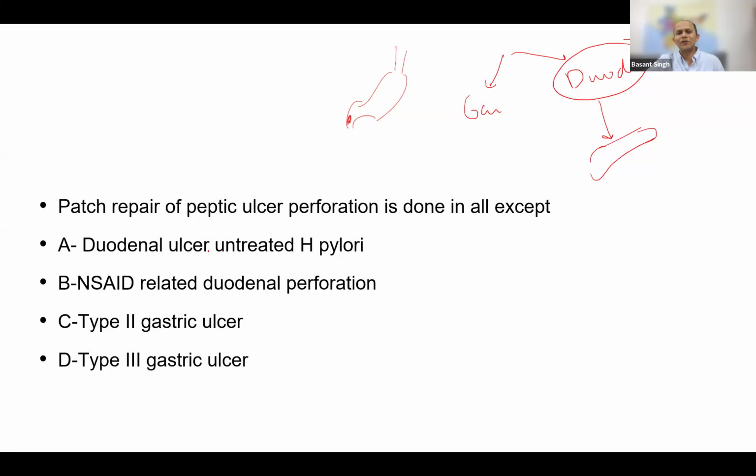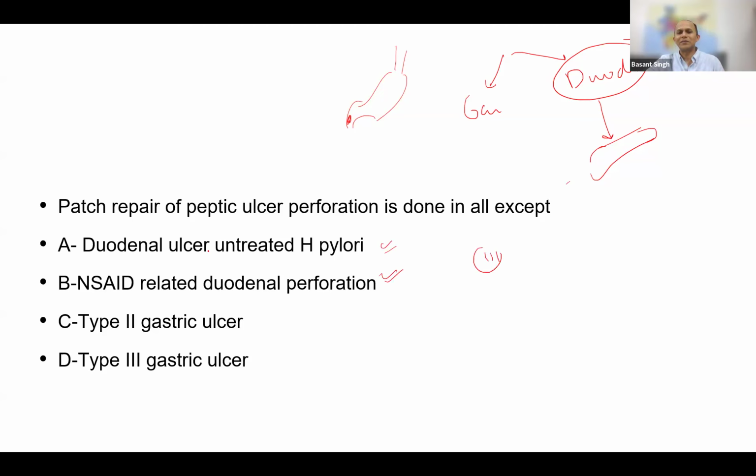But patch repair is done if you have an ulcer and we know that it is due to H. pylori, and the patient has not taken treatment for H. pylori. So you just close the ulcer and then give treatment for H. pylori in the postoperative period. So that is the classical indication. Patient comes to you with a duodenal perforation, and you know that the patient has not been treated for H. pylori, then you just patch it and treat for H. pylori. If you have an NSAID-induced ulcer, you know that this is due to drug abuse, you just close the ulcer and ask the patient not to take NSAIDs, so you don't have a recurrent ulcer. So these are classical indications.